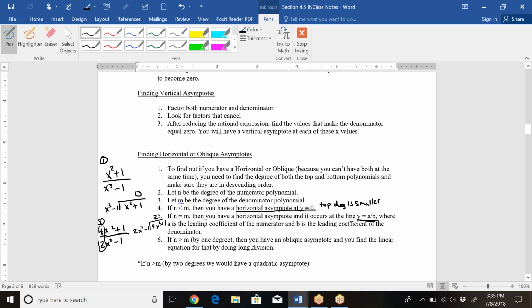And then the last possibility is if the degree on top is bigger, and we're specifically only looking at ones that are bigger by 1 degree. So let's say you had x squared plus 1 in the bottom and 2x to the third minus 1 on top. When you do the long division here, you're going to notice that you get an x on top. This is the first time you get an x on top, because x squared goes into 2x cubed 2x times. We would finish this out, so we subtract 2x cubed, subtract 2x.